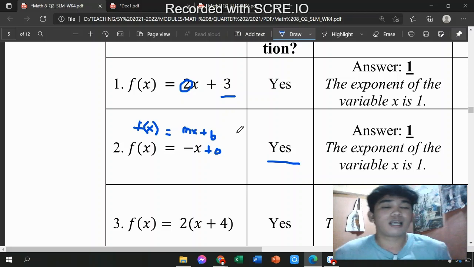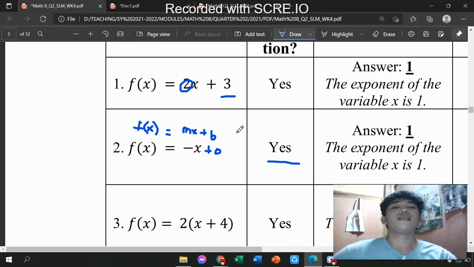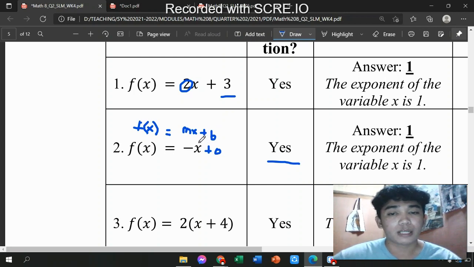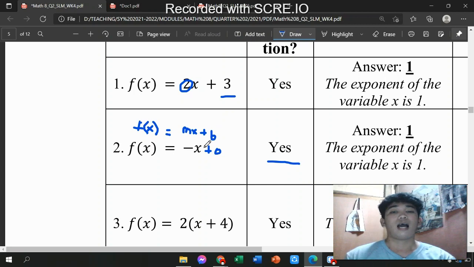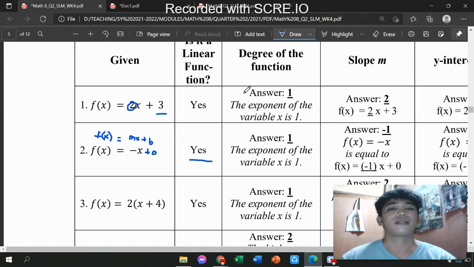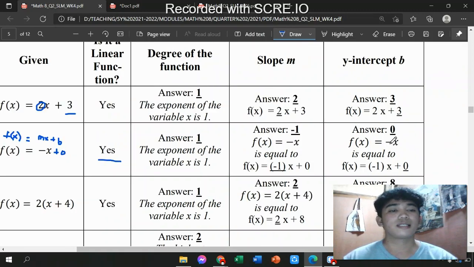Then ang atong degree is still 1. Kaya ang exponent sa atong x kay 1 raman. Kaya wa man siya laing exponent nga nakabutang, so that our exponent for this is automatically 1. So this is a linear function. The degree of the function is 1 since the exponent of the variable x is 1. Kung sa atong slope m, ang atong slope m is negative 1. Then ang atong y-intercept b is 0.